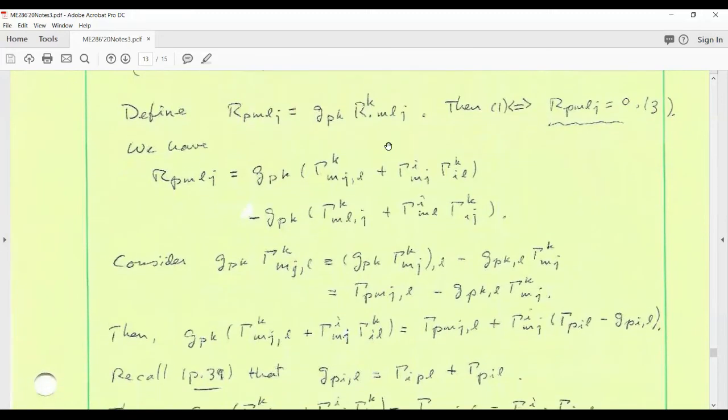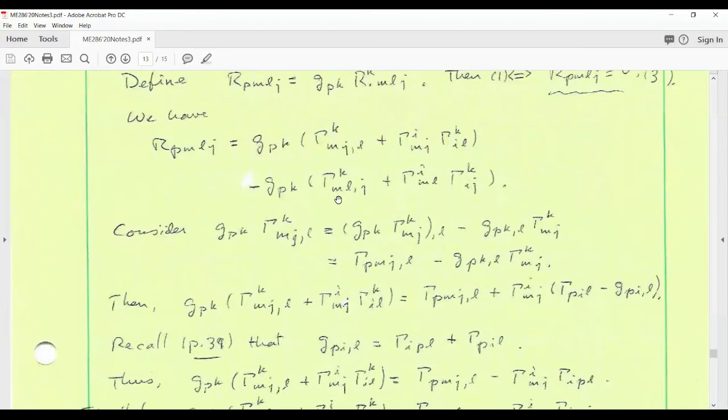Okay, so let's do a bit of index gymnastics, a little bit of algebra. Let's look at the first combination, g_PK times this mess, gamma^K_MJ comma L. Let's see if we can get anywhere by combining these two terms into a derivative and then compensating by subtracting off the derivative of the metric, just using the product rule. Well, this thing inside the parenthesis, remember we defined before, if you look back in your notes, around page 39, I believe it is.